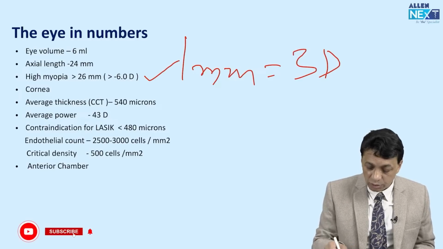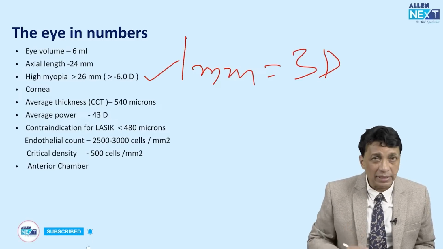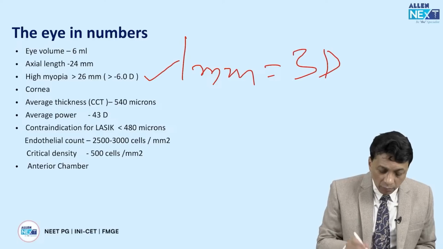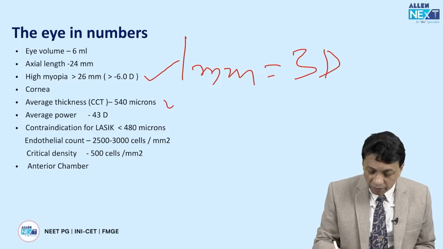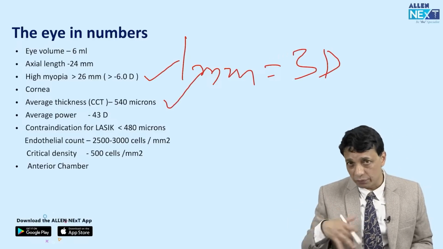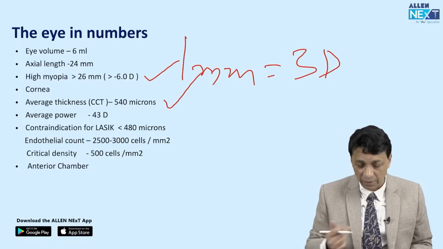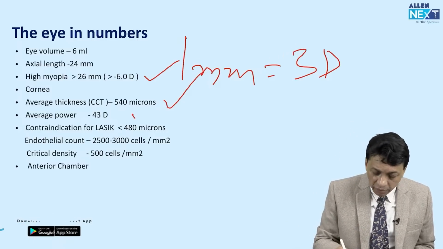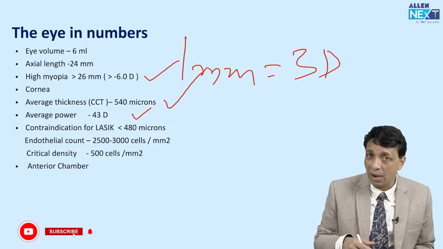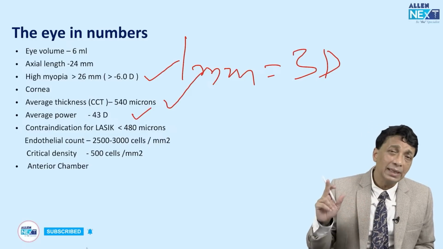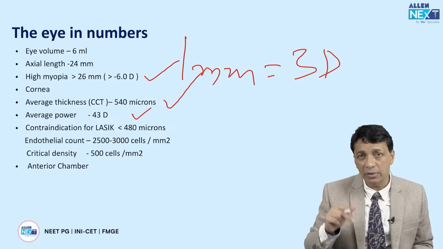So 6 diopter means 2 millimeter extra, which is more than 26 millimeter. For cornea, what we require, average thickness, you have to remember, 540 microns. Average, most of us, we have approximately 540 microns. Average power of the cornea is approximately 43 diopters. Remember, 43 for cornea, 19 for the lens, makes a 60 diopter eyeball.